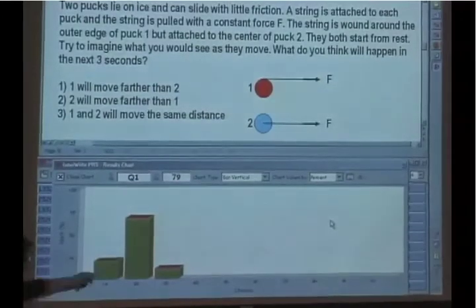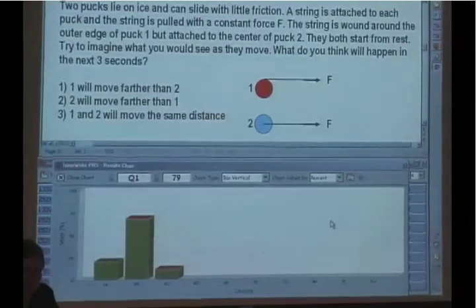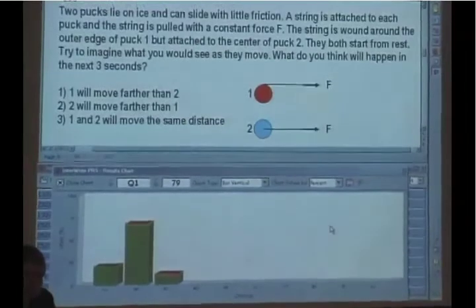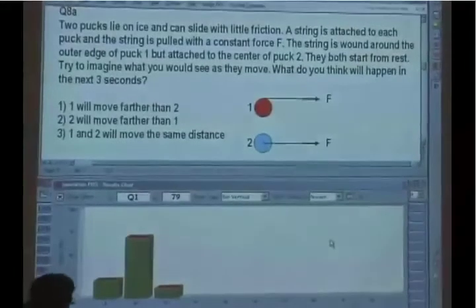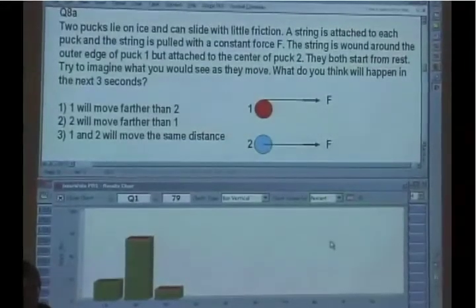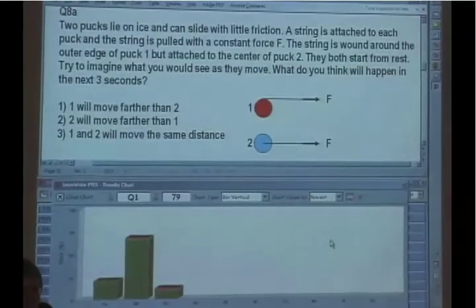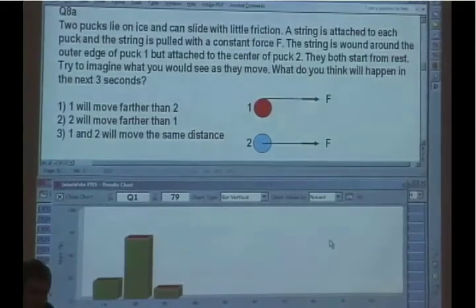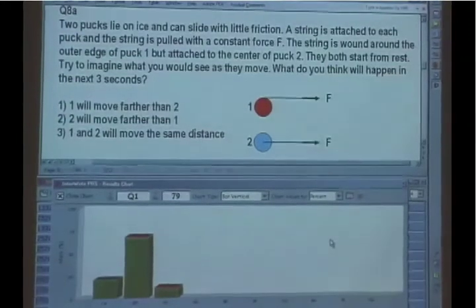Okay. If you thought 1 would move farther than 2, what's your reasoning? You must have thought something. Okay, what if you thought they'd move the same distance? What was your reasoning there? They have the same mass. Okay. So, some people thought it would be the same. Can you articulate? Okay, well, let's think about it.